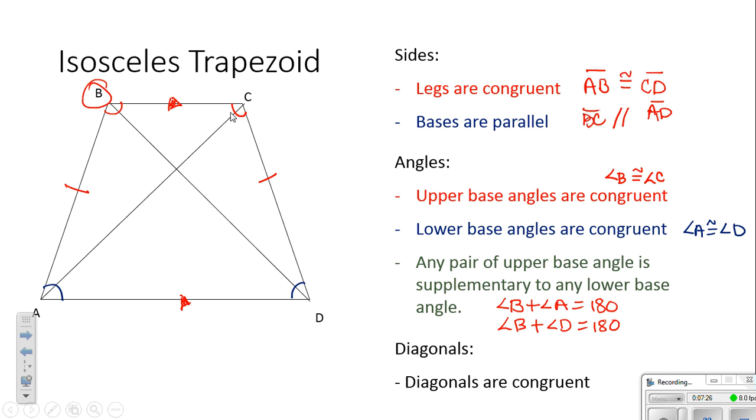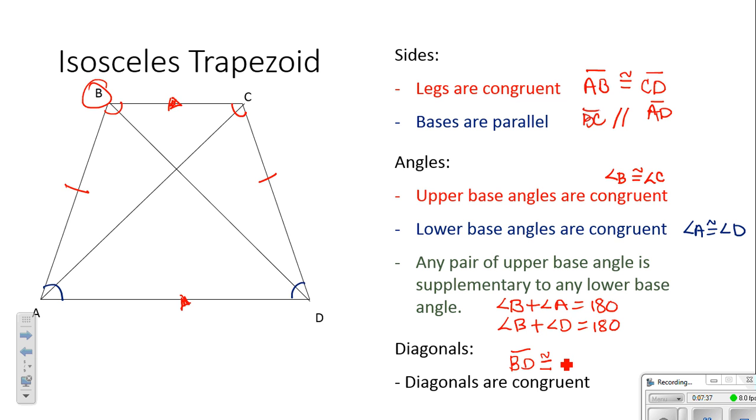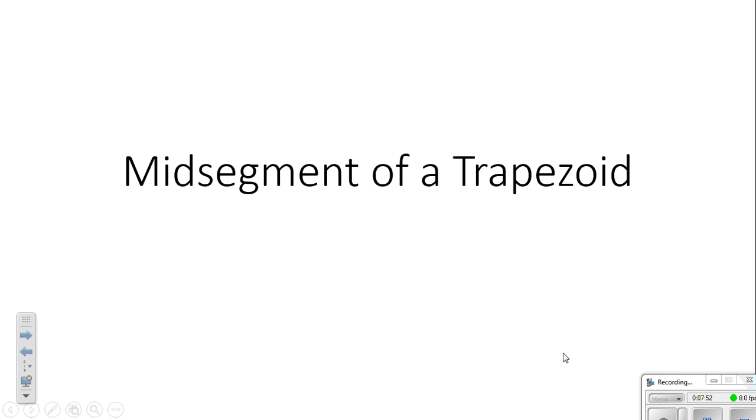Okay? And then you should know that the diagonals are congruent. So that means BD is the same length, or congruent, or equal to AC. That's on an isosceles trapezoid only, that their diagonals are congruent. Okay, so now we have talked about the three figures that we needed to talk about today. I also want to mention the midsegment of a trapezoid.